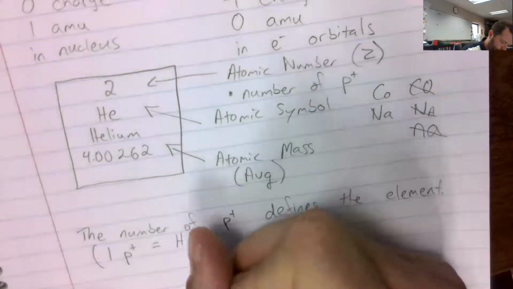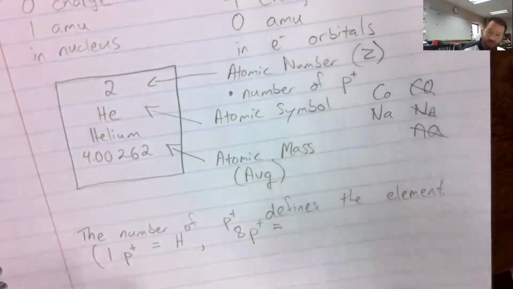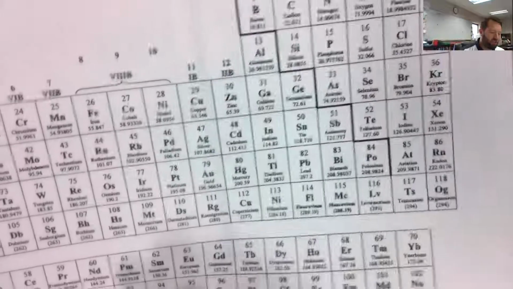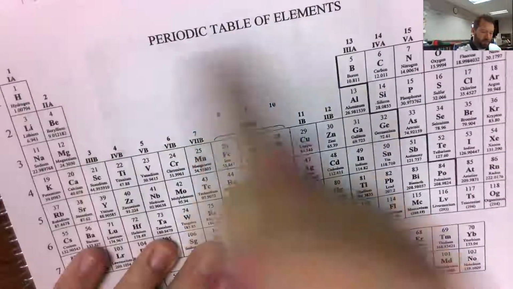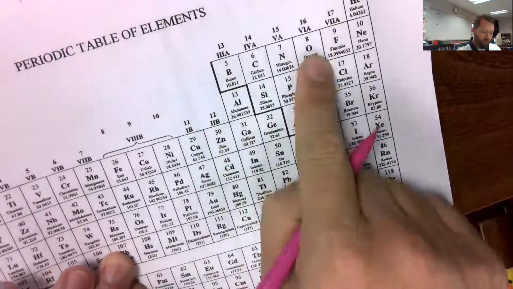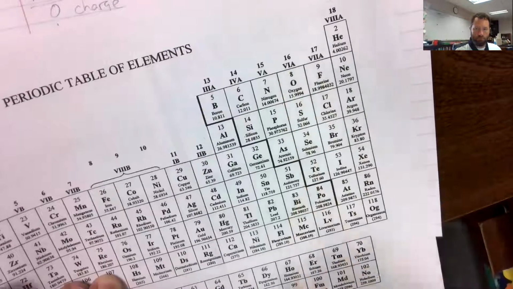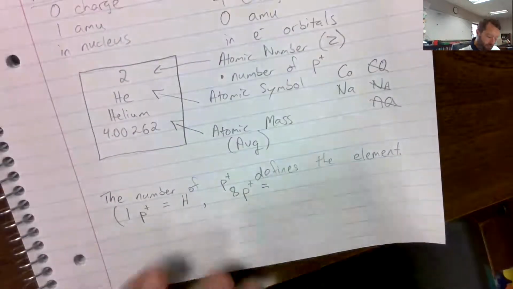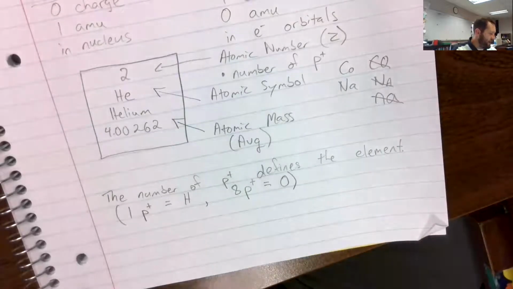Everything that has 8 protons is... Again, you can take a look at your periodic table. You just need to find number 8. So they go left to right, and then down a row, 3, 4, 5, 6, 7, 8. Oxygen. There's number 8. So everything that has 8 protons is oxygen, and all oxygen have 8 protons.